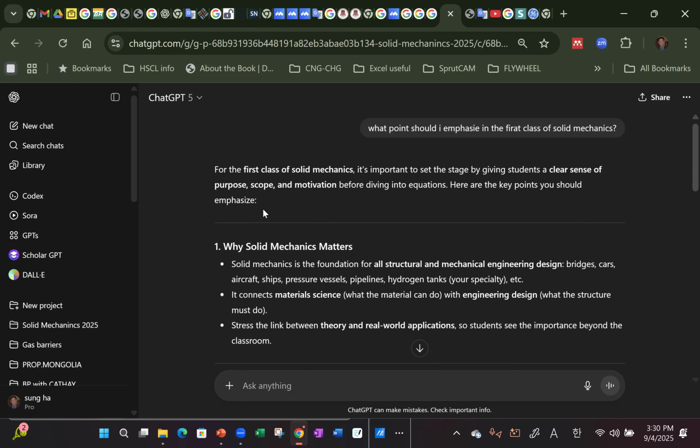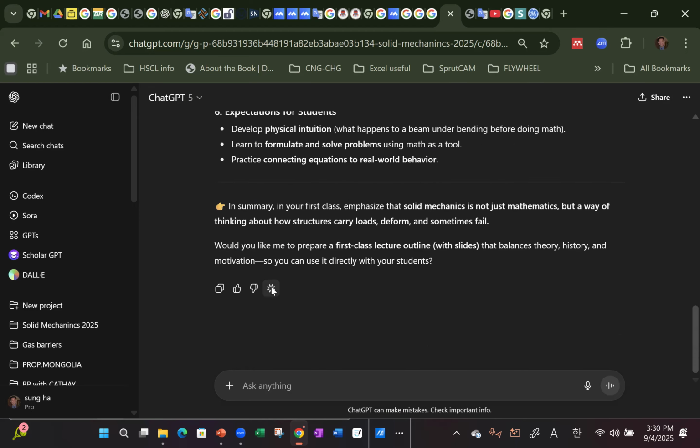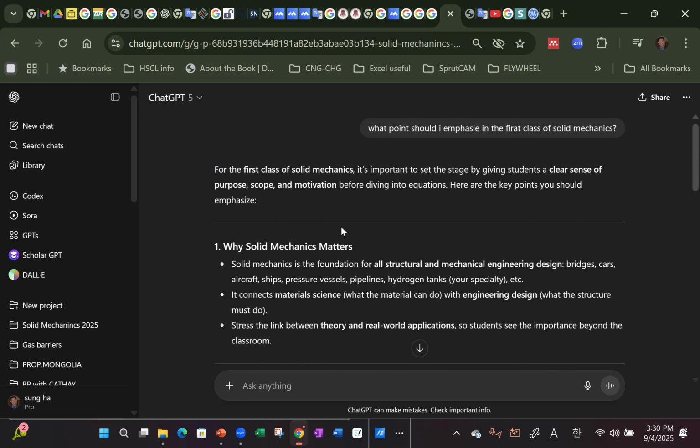Solid mechanics, there should be some important sense, students a clear sense of purpose, scope, and motivation before diving into equations. Here are the key points that should be emphasized. One. Bridges, cars, aircraft, ships, pressure vessels, and pipelines, hydrogen tanks, your special setup, material science, what Taylor can do, the engineering design, what the structure must be.